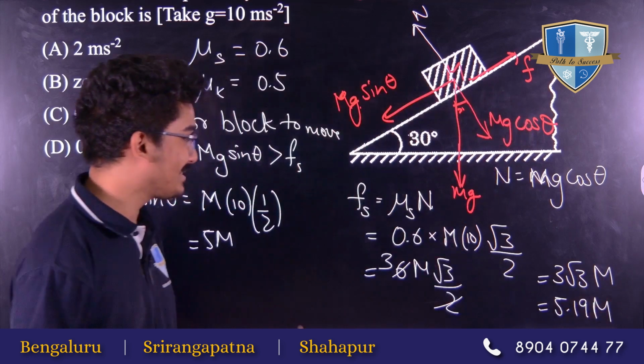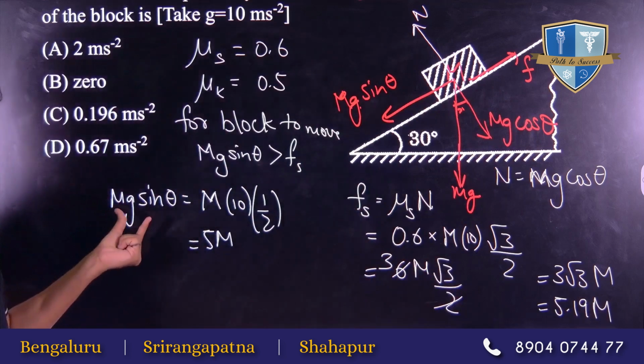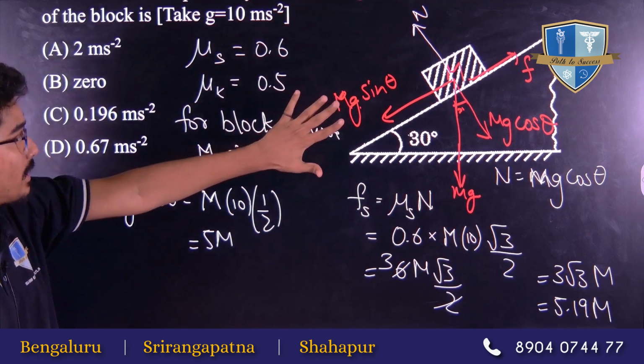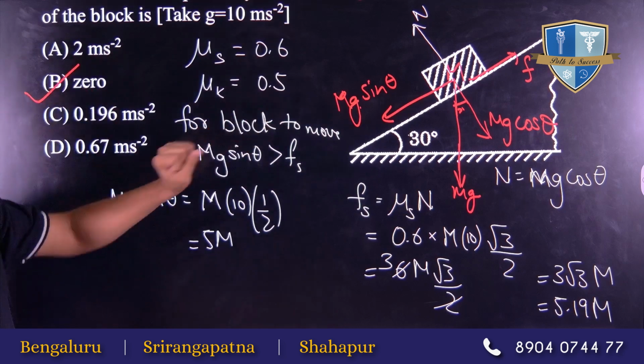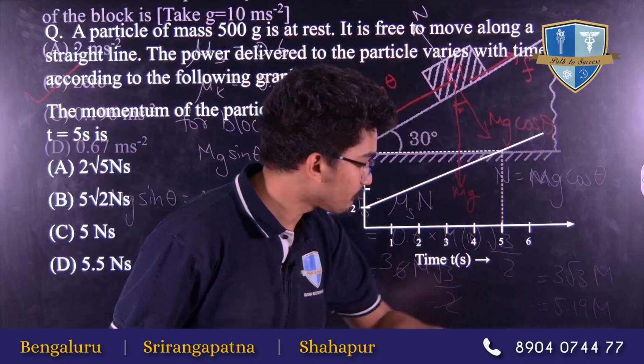If you notice, the static friction value is greater than mg sin theta, meaning the block will remain at rest. So our correct option will be: acceleration will be 0 because the block is at rest. Now let's see the next question.